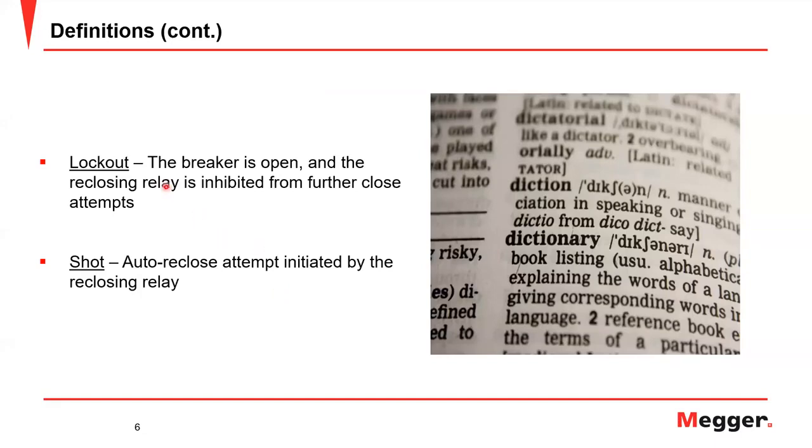Lockout. This is not the lockout handle in a control house. This is not an 86 device. Lockout in this case is referring to the lockout state of your reclose relay. This simply means that the reclose relay is inhibited from issuing any further reclose attempts. And the word shot is a reclose attempt from the reclose relay.